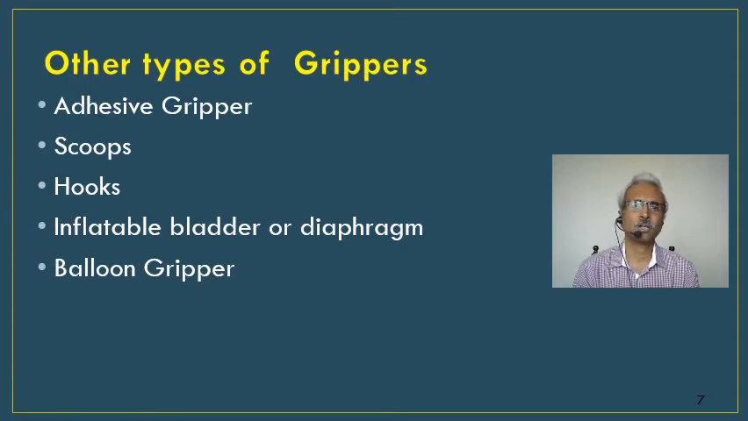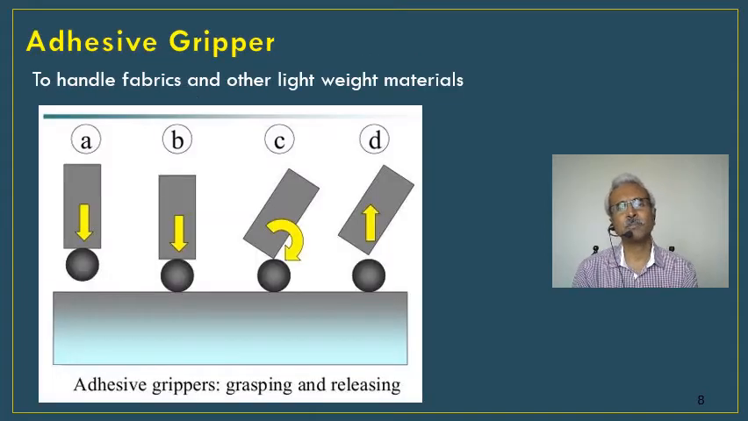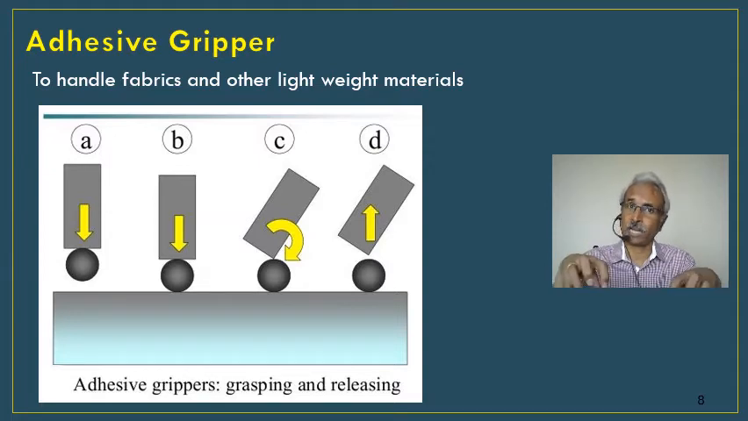So again there are so many other types, as I told you, for the different requirements. So first one, adhesive gripper, scoop, hooks, inflatable bladder or diaphragm, balloon gripper. So let's have a quick look at what these grippers are and how they function. So adhesive grippers mainly come in where we talked about the metal sheets and glass sheets which we could handle using a vacuum gripper.